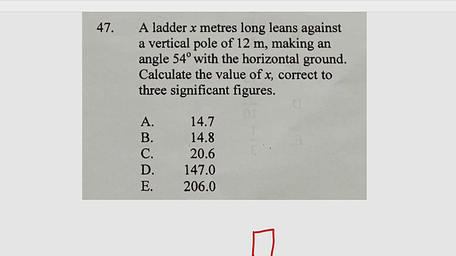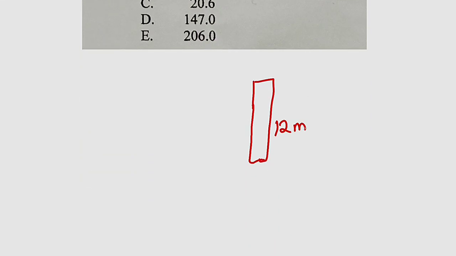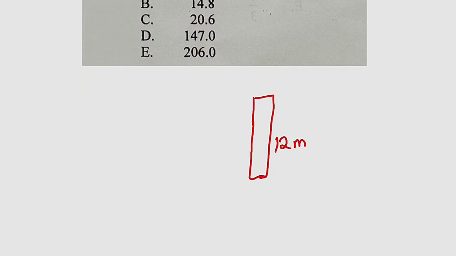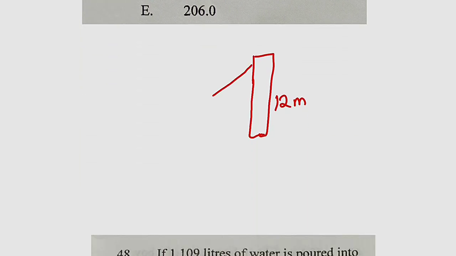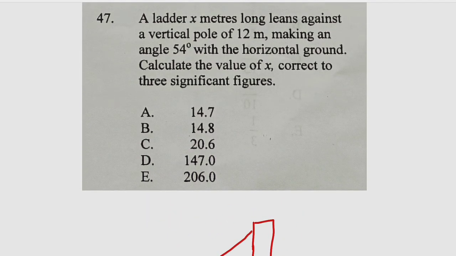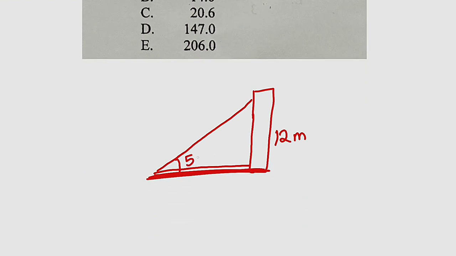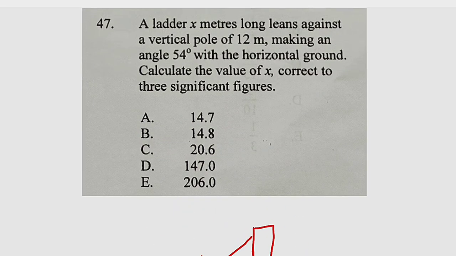Suppose we have a vertical wall here, and this vertical wall is 12 meter. Then we have a ladder which leans against the vertical wall, something like this. Suppose this is our ladder. You know it is going to be on the same ground level. This angle formed between the horizontal ground is what? 54 degrees. So this is 54 degrees. And we are told that the length of this ladder is x. And we're asked to find the length of the ladder, right?